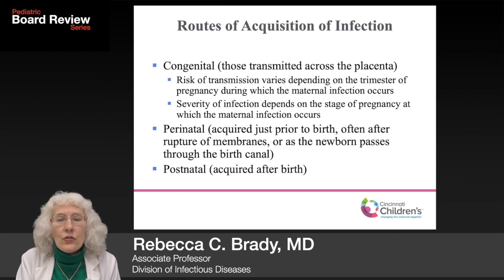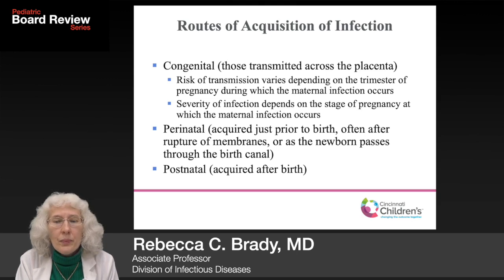So we're going to first start with some definitions regarding routes of acquisition of infection. So congenital refers to those infections that are transmitted across the placenta. The risk of transmission varies depending on the trimester of pregnancy during which the maternal infection occurs, and the severity of infection depends on the stage of infection at which the maternal infection occurs.